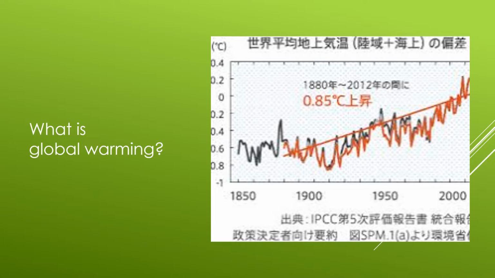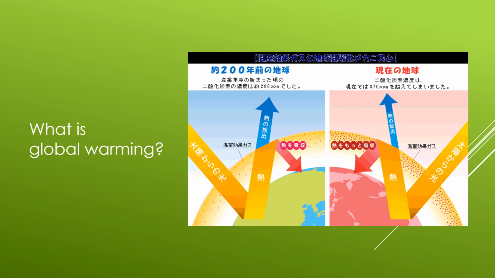This is a graph that shows the temperature from 1850 to 2000. And this graph says that temperature rose 0.85 degrees from 1800 to 2012. It is expected that the maximum temperature in Tokyo will be 44 degrees in 2100. I will explain in detail.